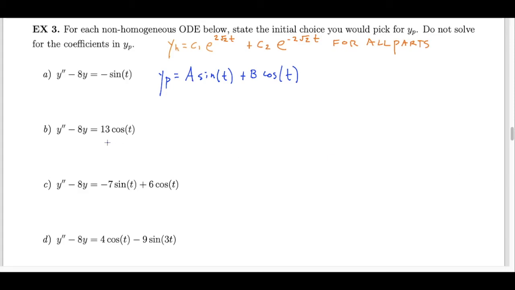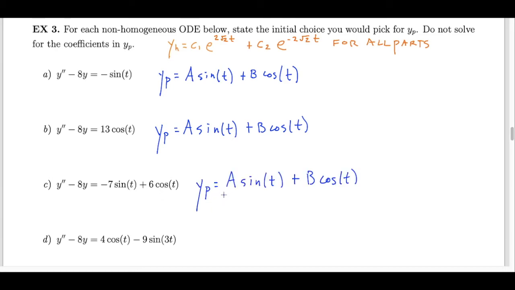In part B, my right-hand side is 13 cosine of t. Once again, if my right-hand side includes either sine or cosine, my y sub p has to include both. So even though these two right-hand sides look different, they would both lead me to choose the same y sub p. And then in part C, I have sine of t and cosine of t. The general rule is that if I have either of those, then I need to include both of them in my y sub p. So my y sub p ends up being exactly the same as the previous two parts. So the moral of these first three parts is that if your g of t includes sine of t or cosine of t or both of them, the y sub p that you select will always be the same.